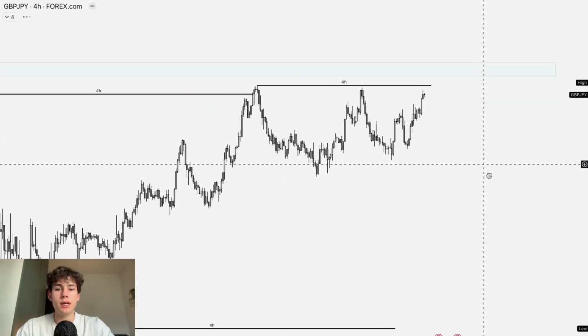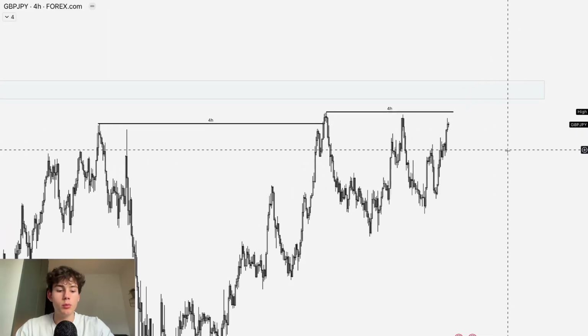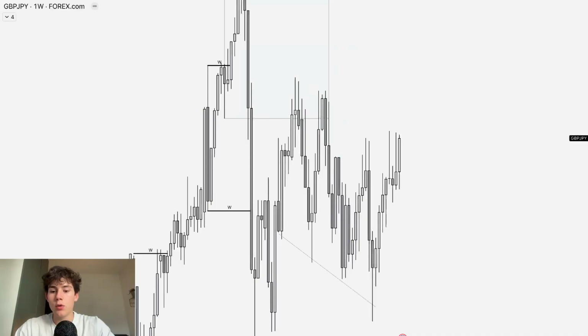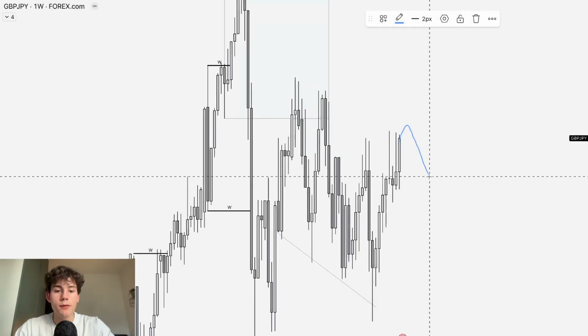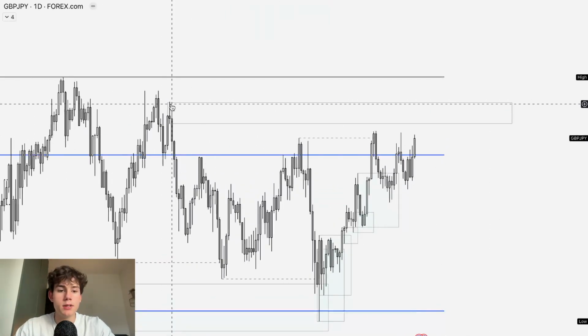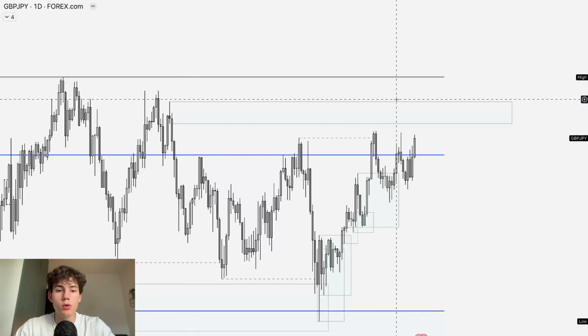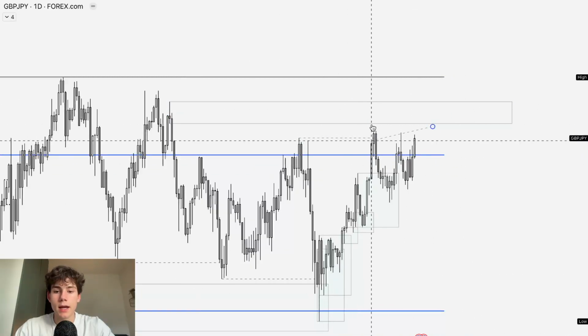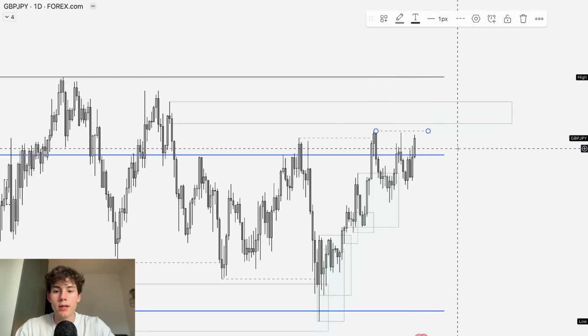Looking at GBP yen, I'm definitely looking for a little move up higher. Why? On the weekly, it's a bit more clear. We do have some liquidity above these highs, so I would like to see a swipe before looking for those short setups. On the daily, we also have this imbalance candle over here, which I'm looking to tap, as well as take liquidity above these highs before looking for any shorts.